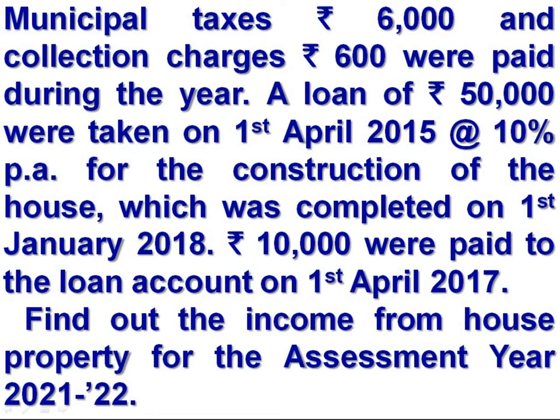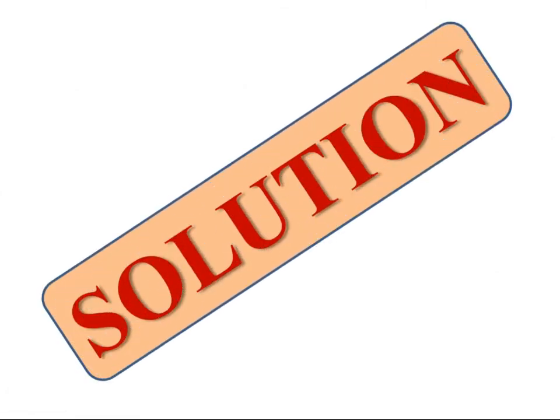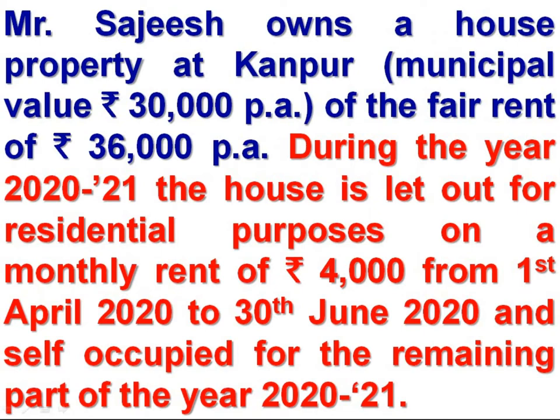This is the question and now we are entering its solution. Computation of income from house property. The speciality of this problem is that during the year 2020-21, the house is let for residential purposes on a monthly rent of Rs 4,000 from 1st April 2020 to 30th June 2020.